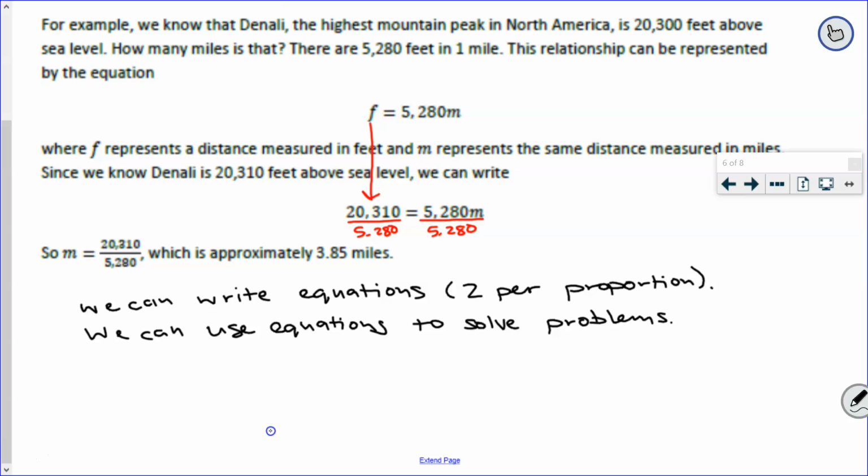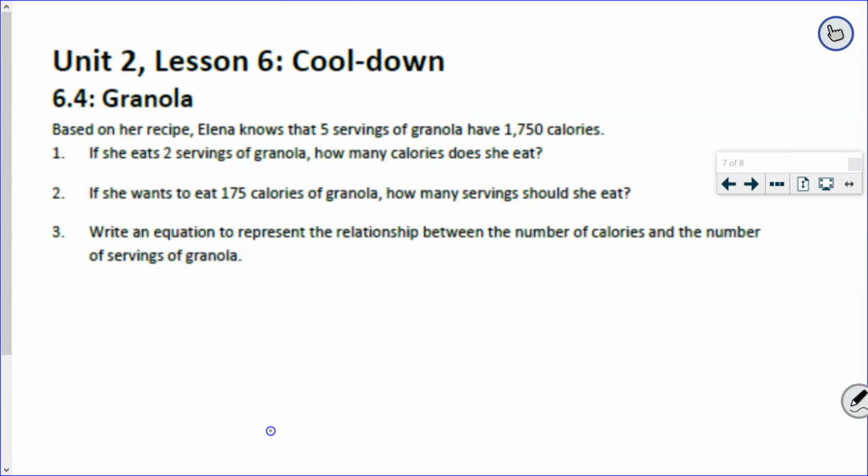Now it is time for our lesson cool down. Based on her recipe, Elena knows that 5 servings of granola have 1,750 calories. If she eats 2 servings of granola, how many calories does she eat? If she wants to eat 175 calories of granola, how many servings should she eat? Don't answer either of those questions until you have answered question 3, writing an equation.